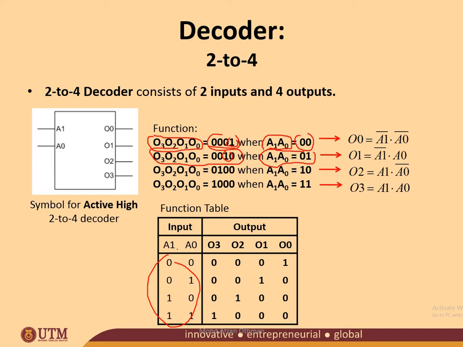So this is your function table, and you can see that the outputs change with respect to the variation of input combinations. This one is pretty straightforward. Of course, you need to do more exercises in order to solve problems regarding decoders in the exam effectively.